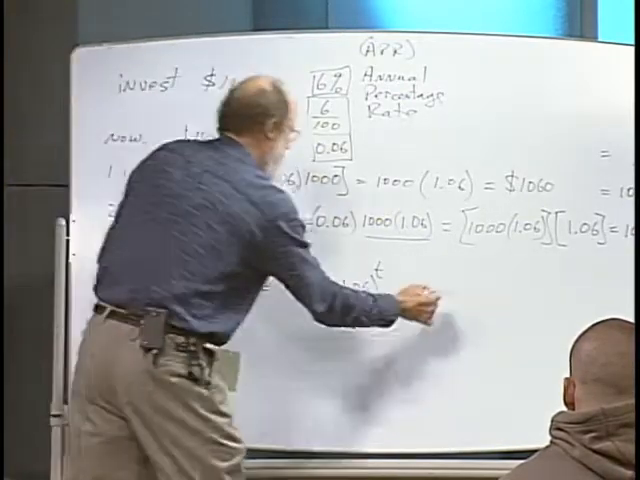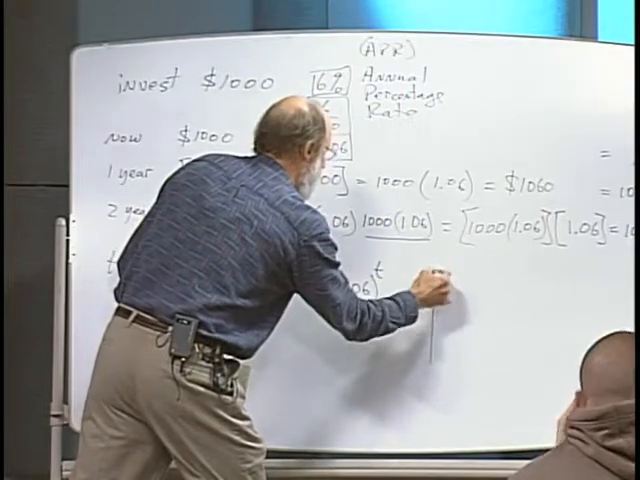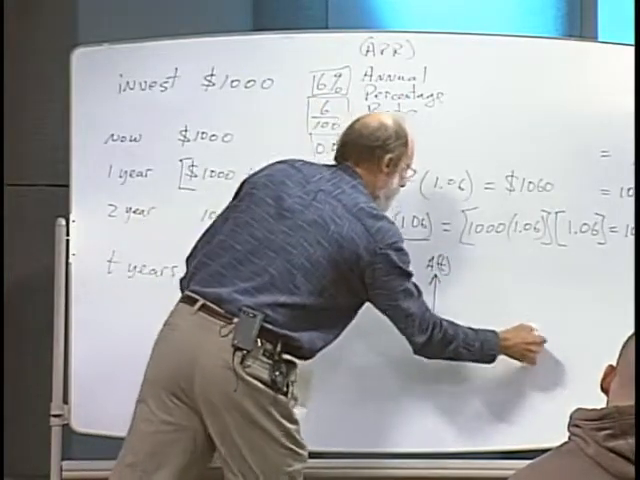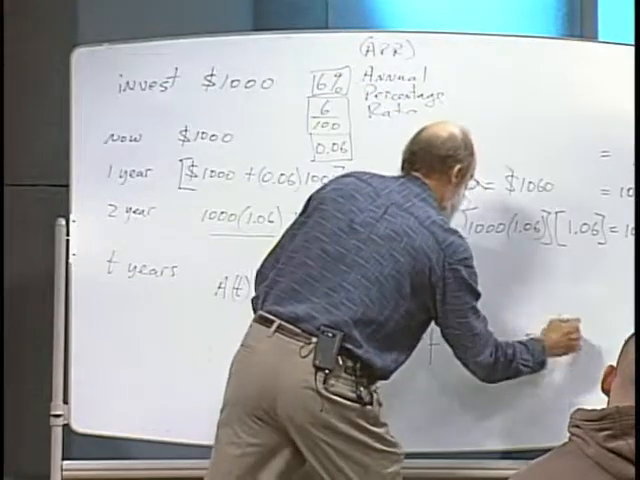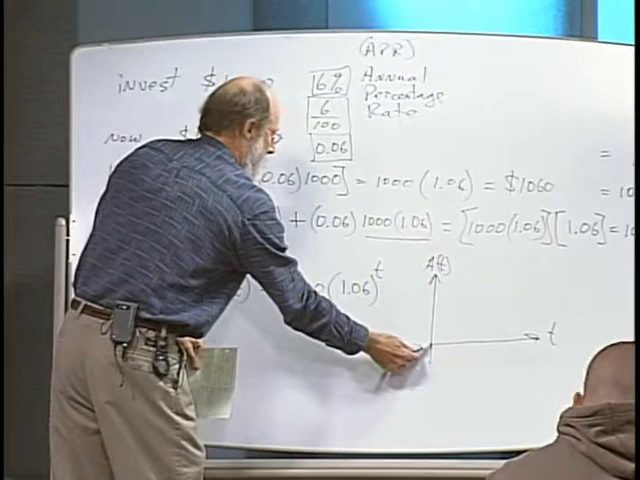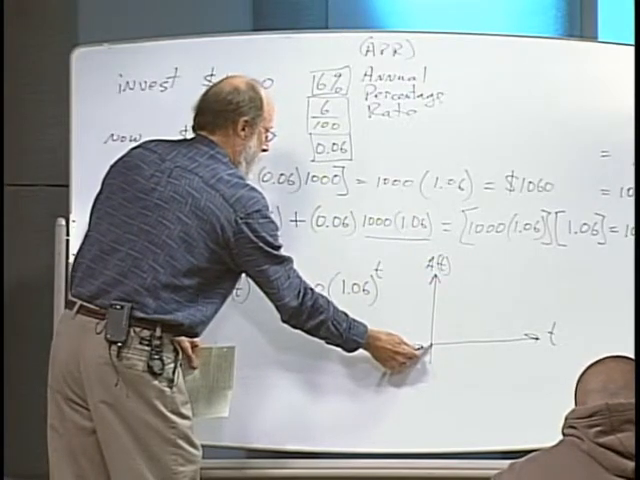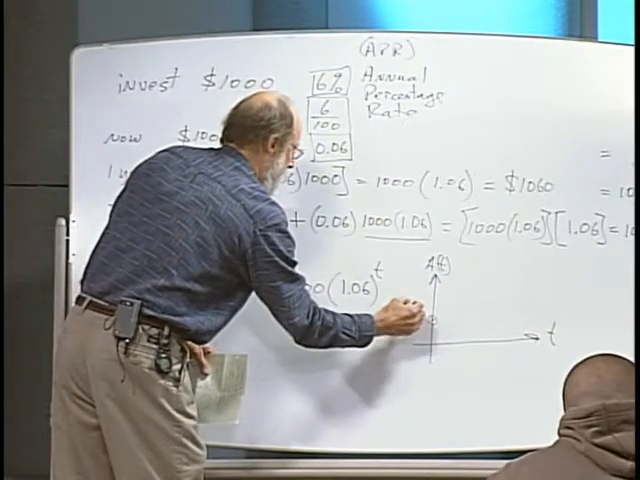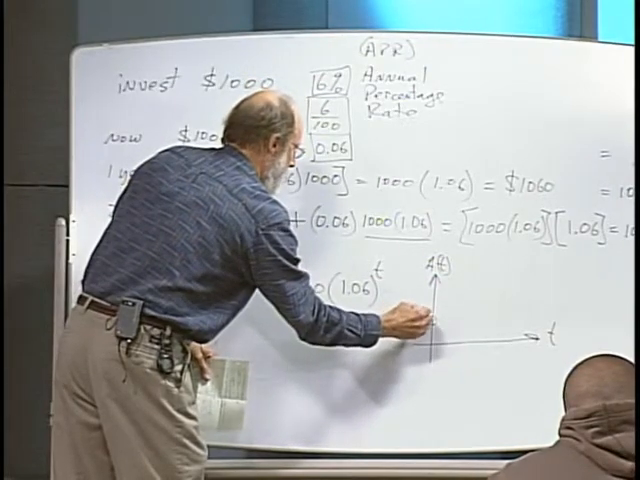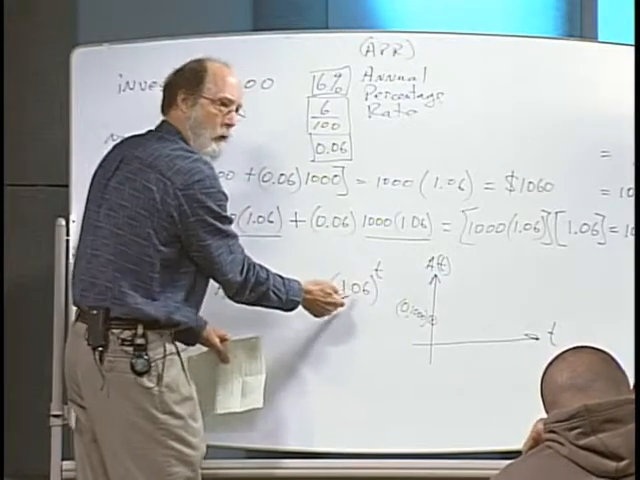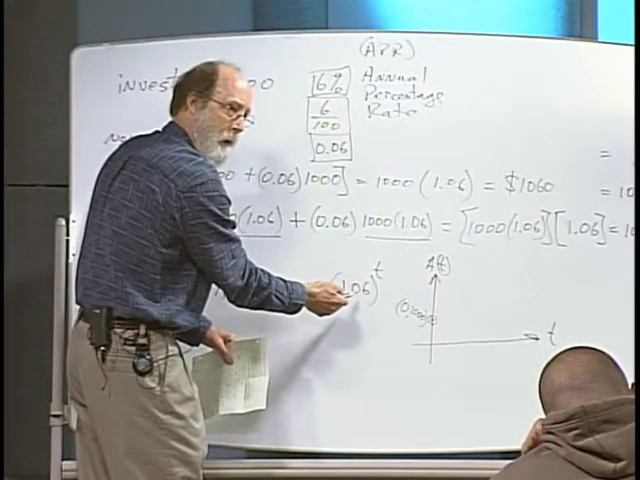where the y-intercept, if you wanted to generate a graph as a function of years, the amount that you've got as a function of time, the initial value at time 0 is $1,000 here, and there's your y-intercept. And this is growing at a multiple of 1.06.